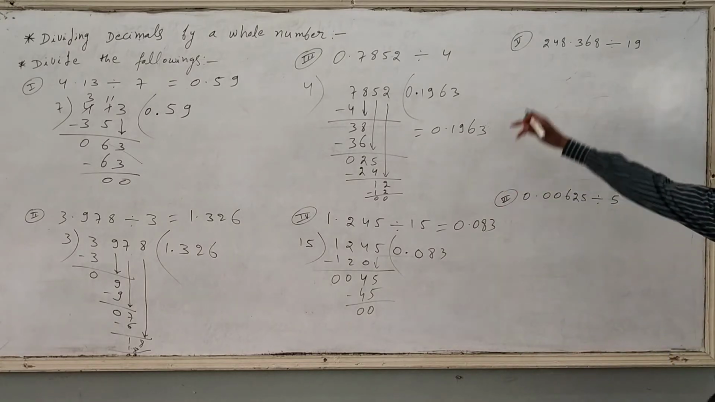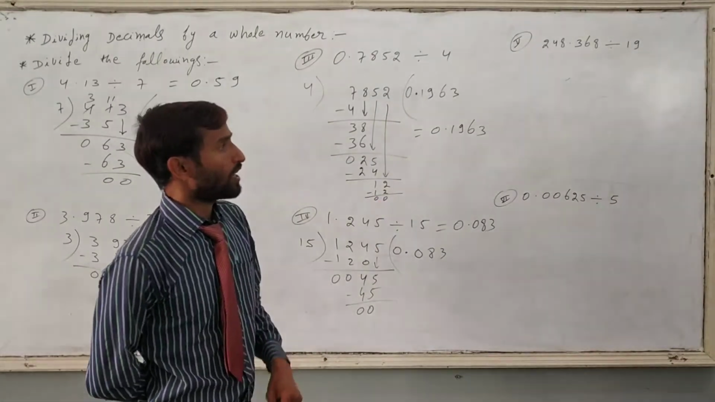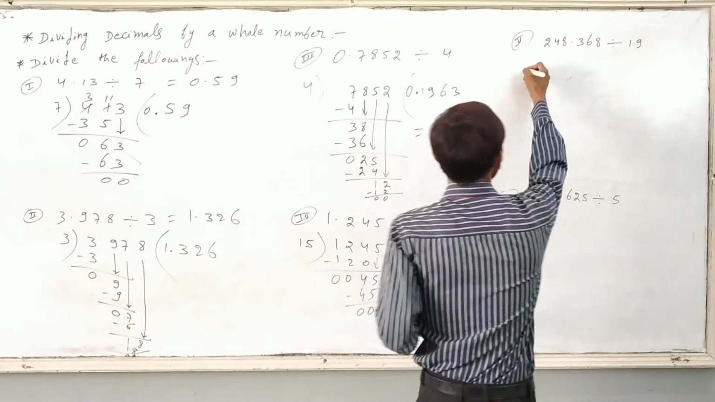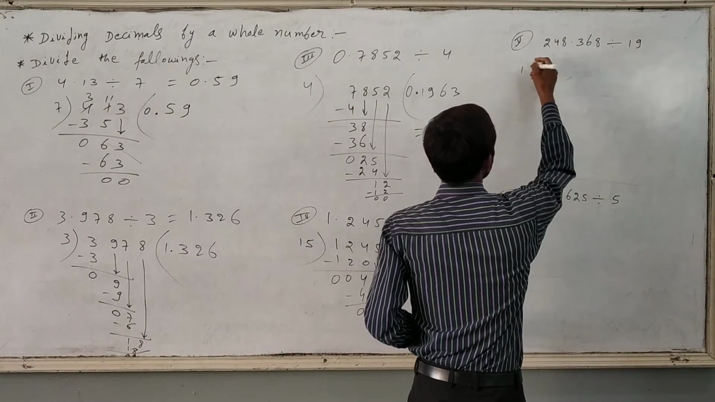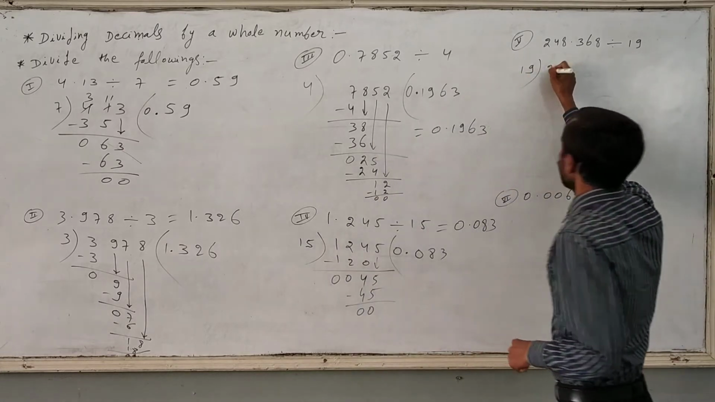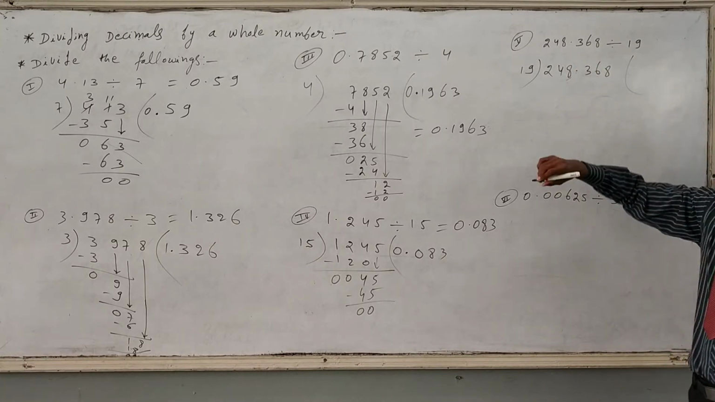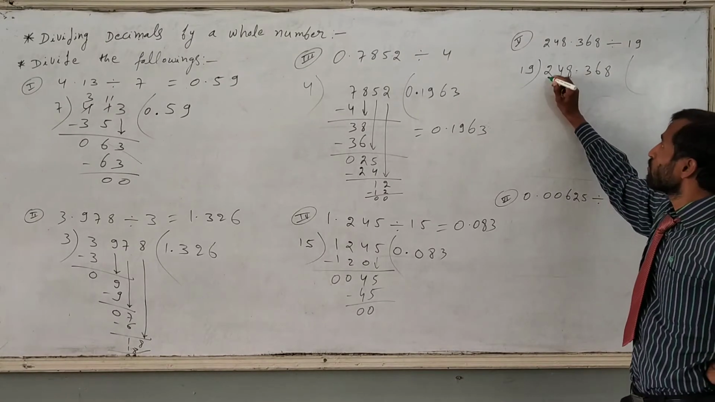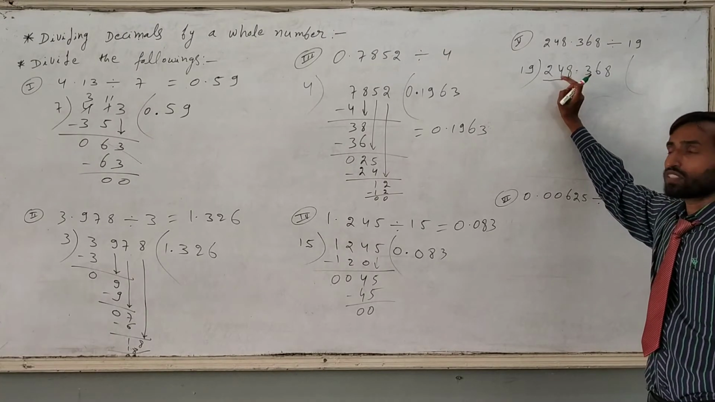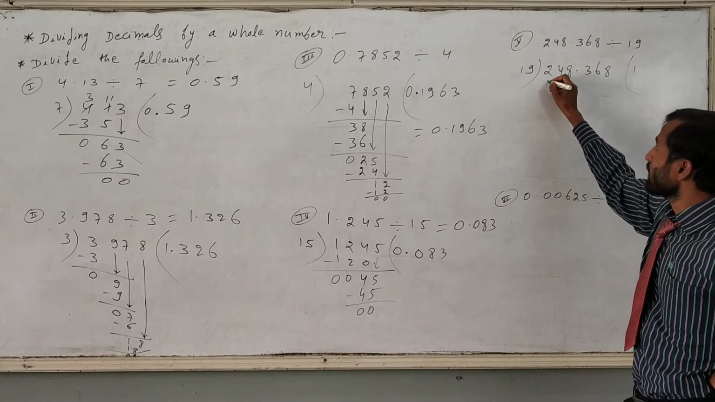Okay, like that we have to do the next question also. You see the next question is 248.368 divided by 19. 19 is a whole number. So we have to divide 248.368 by 19. Just write down like this, 248.368. Now combine, one digit is not divisible by 19. So we have to combine two digits, it is divisible by 19 maybe. So 1 time we can divide, 1 times 19 is 19.